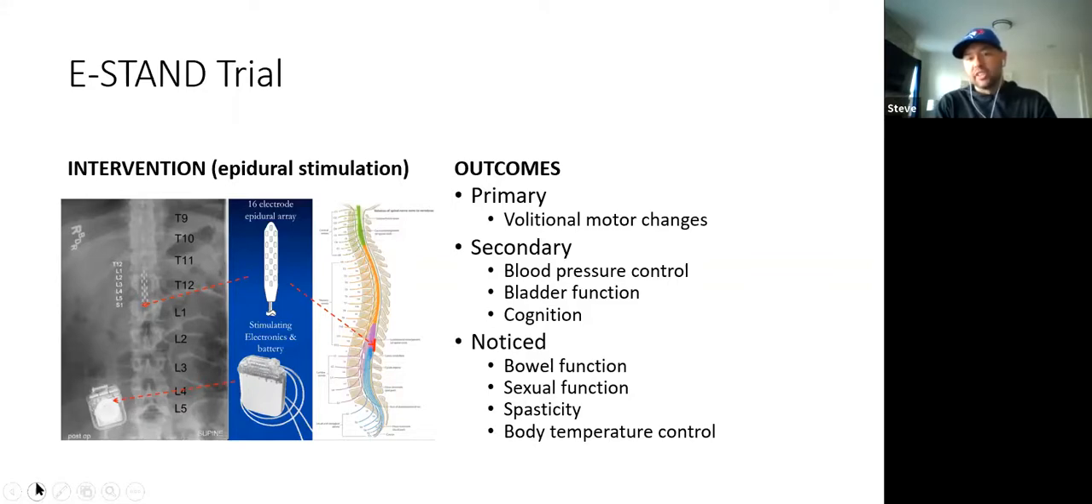Some of the other things that I've noticed since I've had it, one of the major things that you can see at the bottom here, is spasticity. That's one of the biggest changes that I've seen, something that bothered me and affected my life day to day. And since I've had the stimulator put in, that's changed drastically. Another pretty major thing was my body temperature control. As a lot of you might know, when you get cold it's really hard to warm up, and when you're outside and it's warm out and you're really hot, it's hard to cool down. I've noticed a big difference with the stimulator with that.